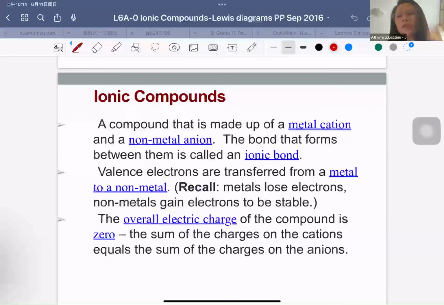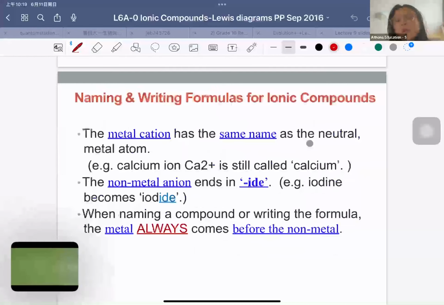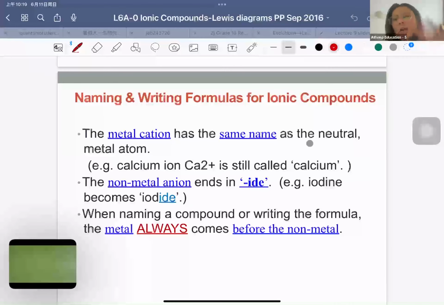The overall electric charge of a compound is 0, because compounds are also neutral. So it's like atoms. When you see anywhere describing something as a compound, it means that the overall charge is 0. So when we later learn about chemical formulas, if you are given the name of a compound and asked to write the chemical formula, always remember you need to balance the charges of the cations and the anions. Now we're going to learn about the nomenclature of ionic compounds, about naming and writing formulas.